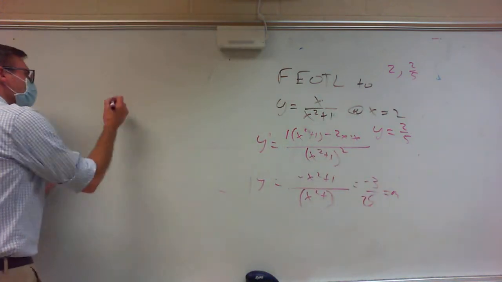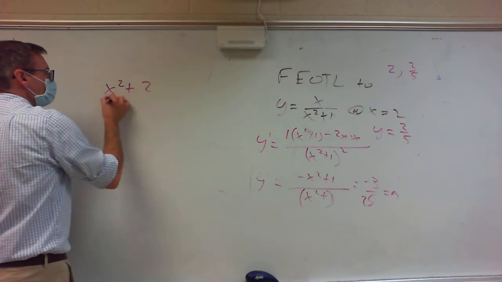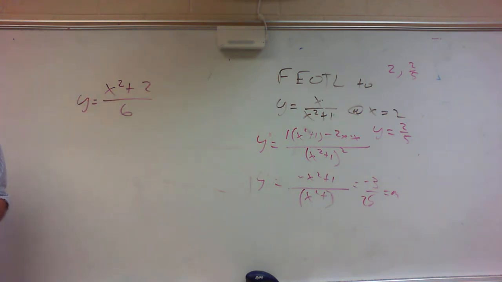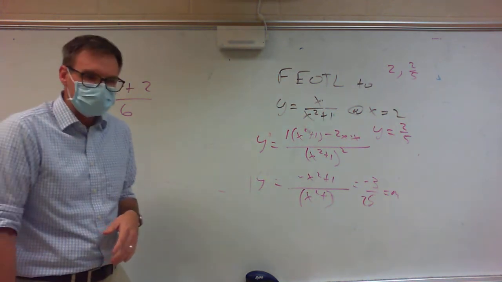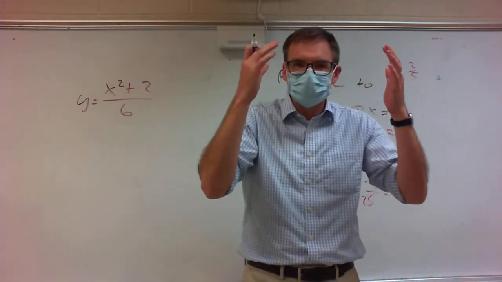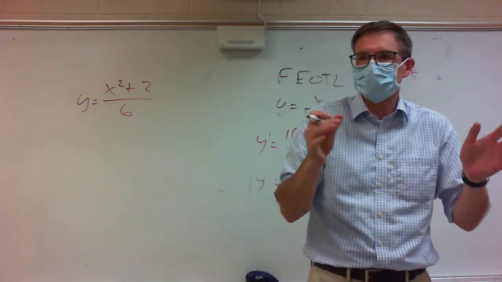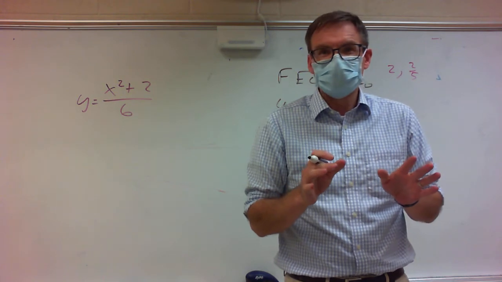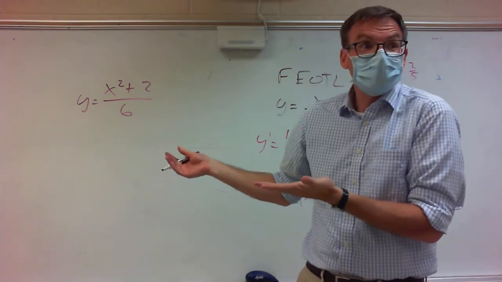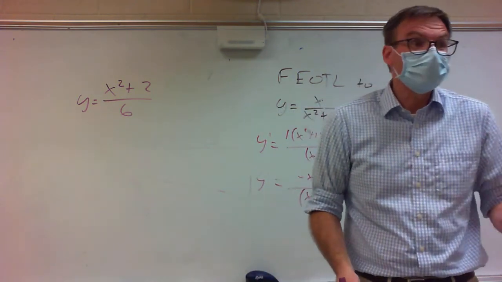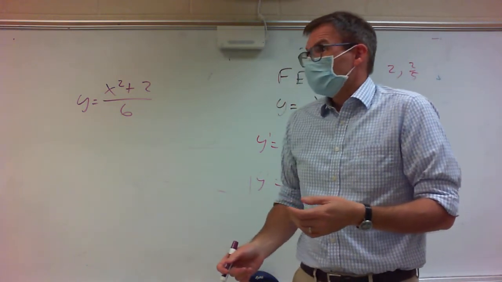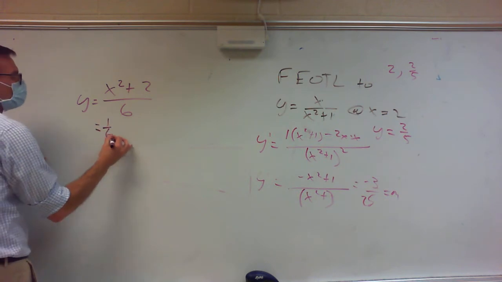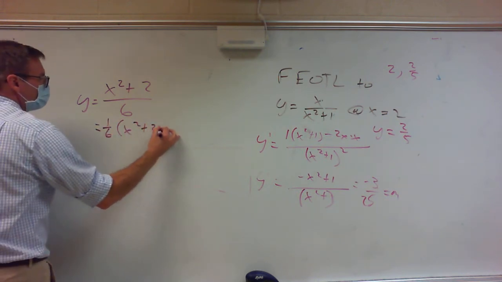Example, if I gave you x squared plus 2 over 6, and I said take the derivative. What always happens is someone gets in their head that anytime you see a fraction, you have to use quotient rule. Okay. And you could. You could use quotient rule on this, you would get the right answer. But your life is a lot easier if you look at this as, oh, this is really just 1/6 times x squared plus 2, isn't it?